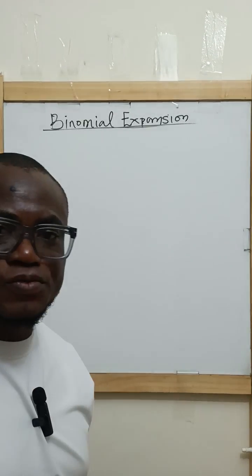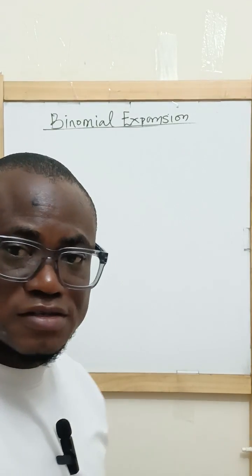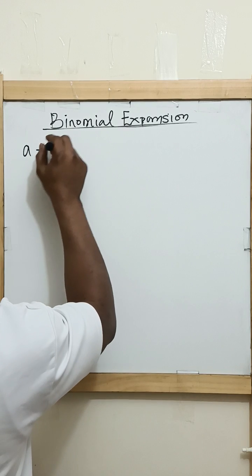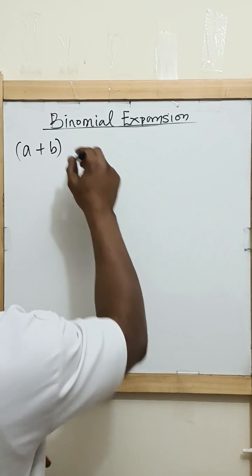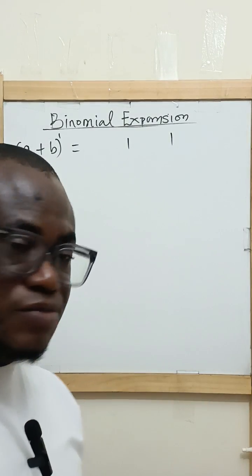So hello, today we want to look at binomial expansion. In our last class we dealt with the Pascal triangle. Let's see how that turns out. We have (a + b) raised to the power 1, that's the coefficients. We are considering the coefficients now.